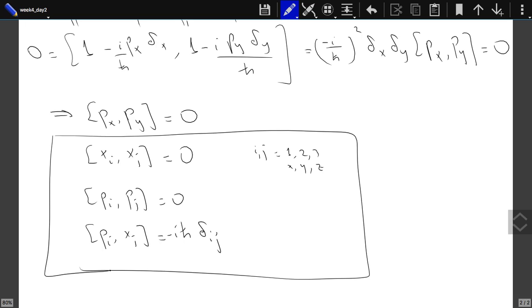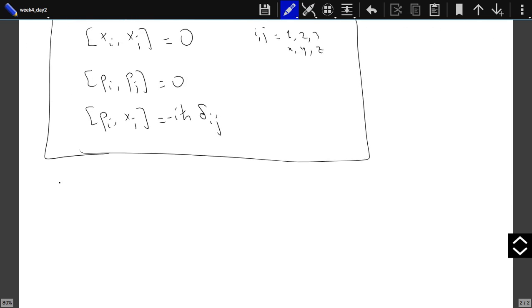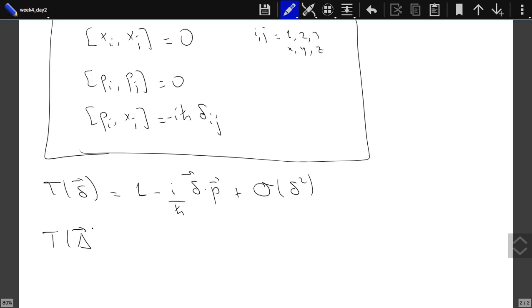Now, so what about finite translations? You see, we know that T of delta is equal to 1 minus i delta dot P over h bar, plus terms that we ignored. Now we can derive finite translations. Let me just use this symbol, delta not necessarily small. Well, this I can write in this form.